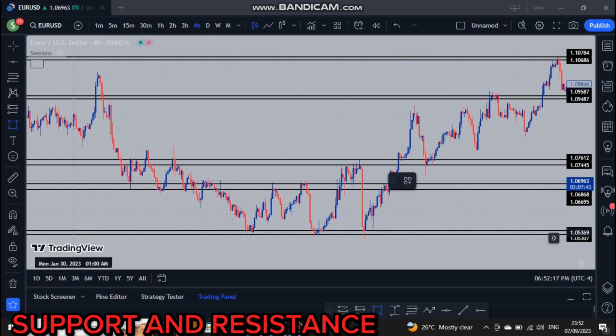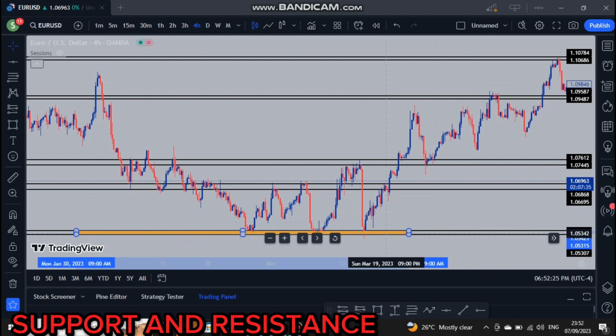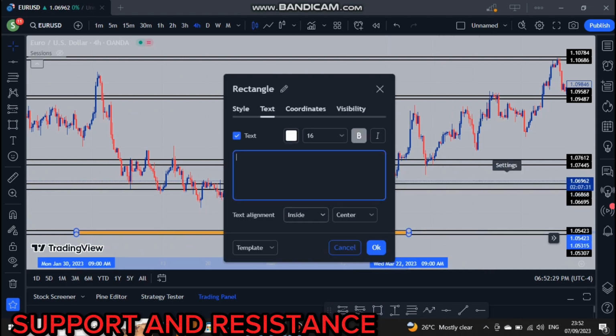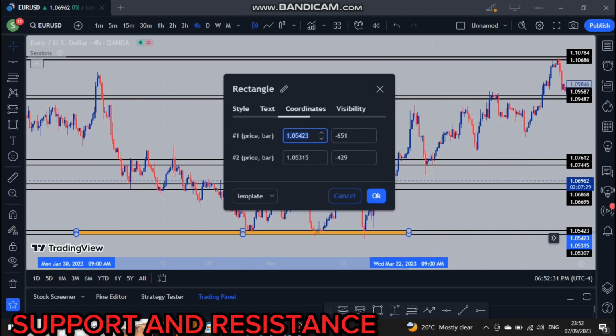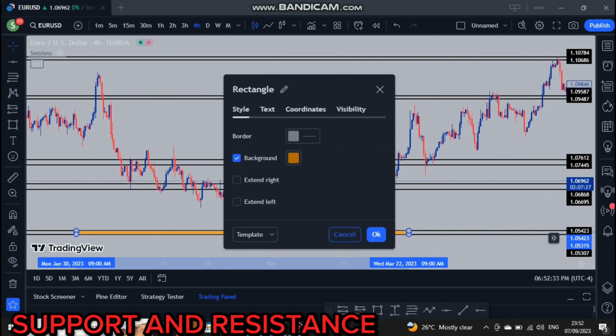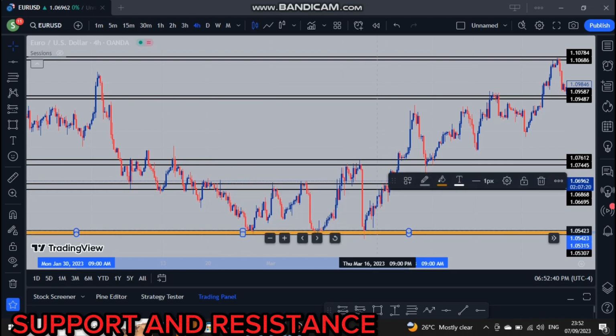You can still do your own. You can do your own like this, or you leave it this way. You grab your box. Okay, so let's edit this so that it can go to the left and right. Extend to right and left. So we have our first key level.